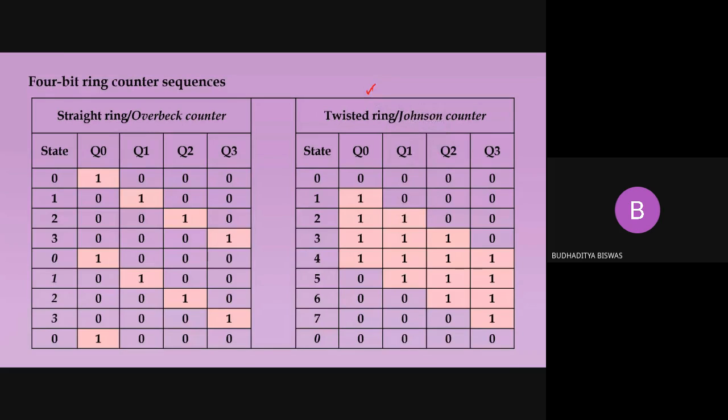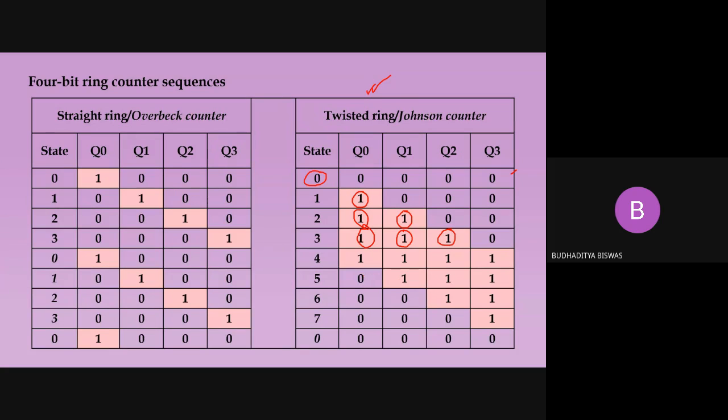So this is the truth table of the twisted ring counter. Here you see the initial state is always 0 0 0 0. Then it is first filled up by 1, then it is filled up by 0 again. What is the meaning of filled up by 1? Initially all are 0, then Q0 is filled up by 1. Then in the next clock pulse, both Q1 and Q0 are filled up by 1. Then in the next clock pulse, Q0, Q1 and Q2 are filled up by 1. Then at the next clock pulse, all 4 outputs, meaning all 4 flip-flops, are filled up by 1.